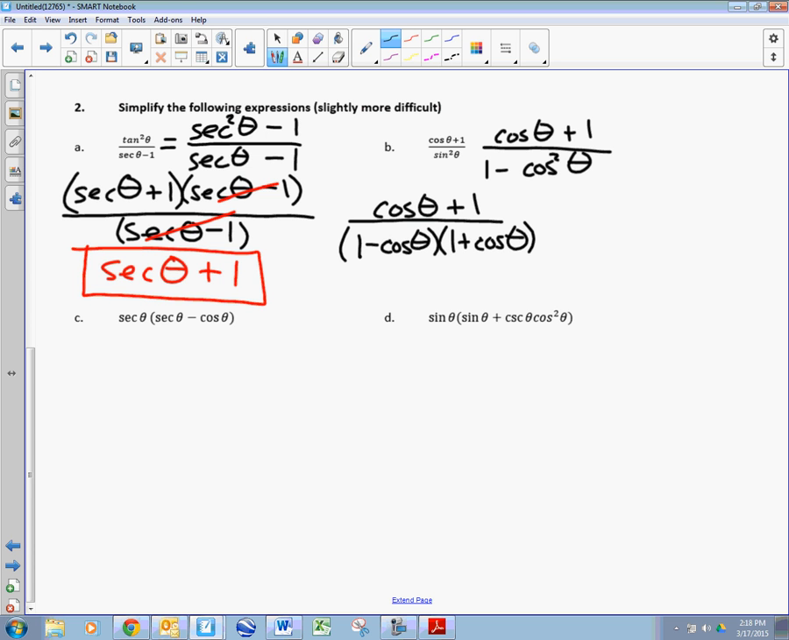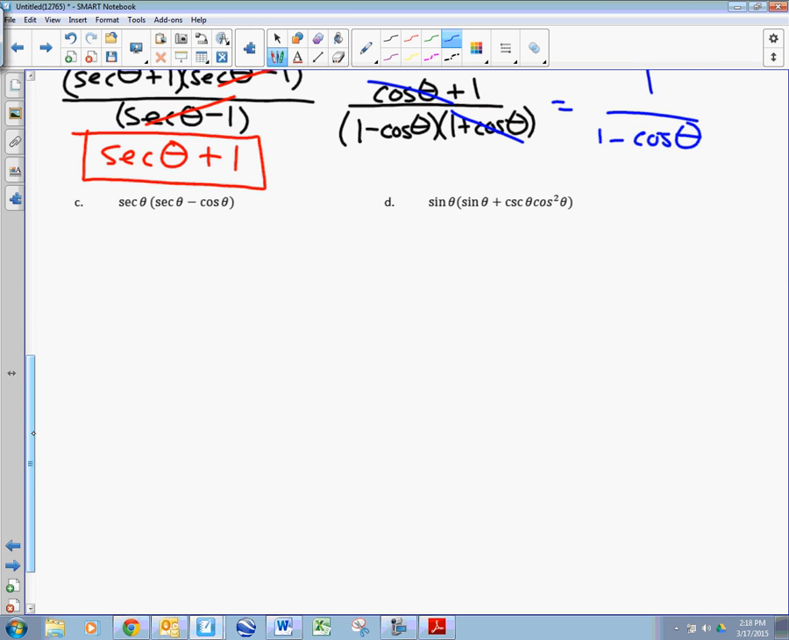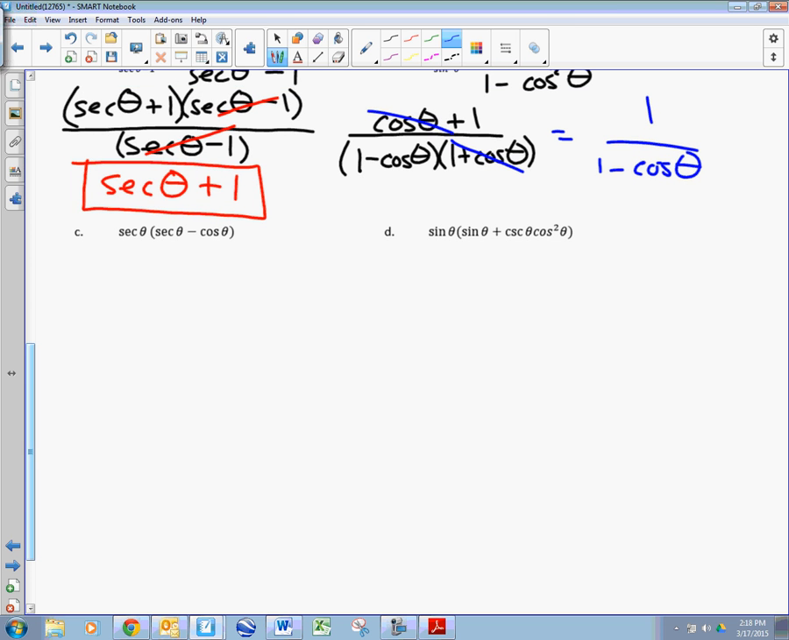1 plus cosine and cosine plus 1, are those the same? Why? Why can't you just move it around? Addition is commutative. And so addition and multiplication are commutative. Subtraction, division are not. Cancel those off. You get 1 over 1 minus cosine theta. That's the answer. You'd like me to put a box around that, Allison, wouldn't you?